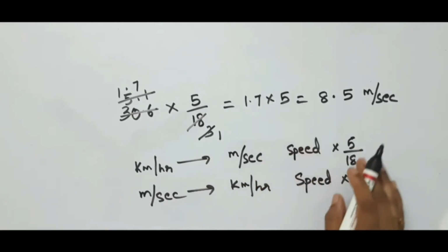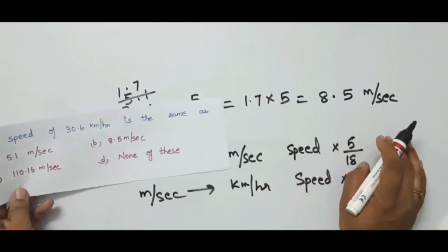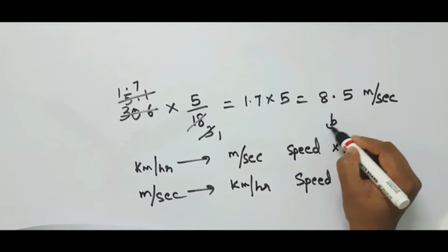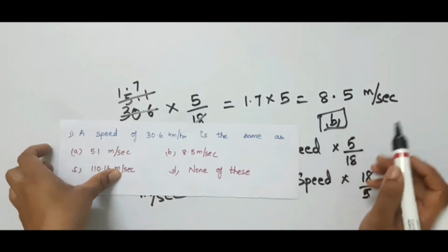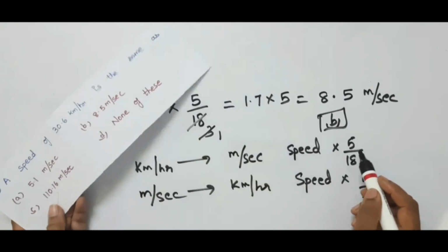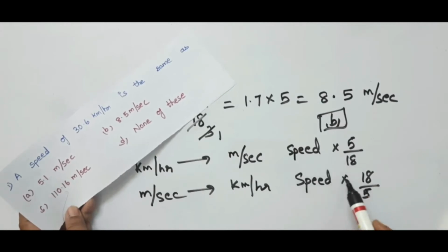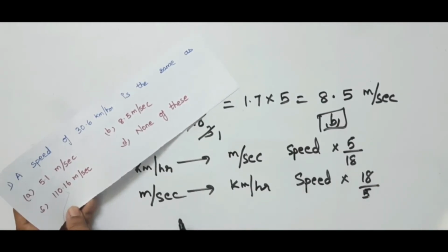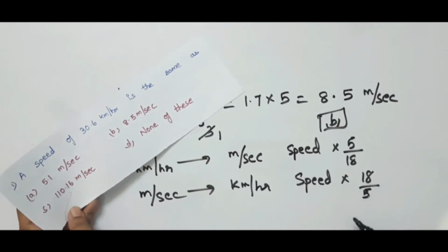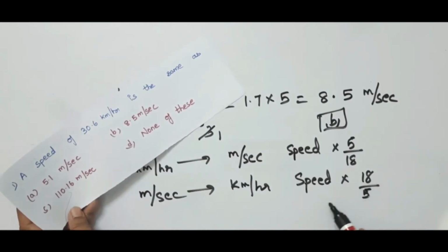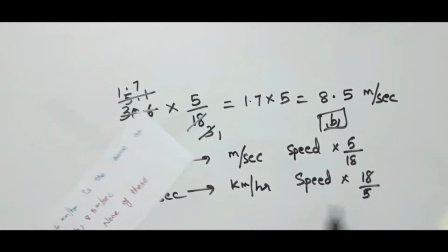For this problem, we got 8.5 meter per second. Let us go to the options and check where it is. Option B is the right answer. Okay, this is the direct step. Simply multiply with 5 by 18 when you want to change the speed to meter per second. When you want to change meter per second to kilometer per hour, simply multiply with 18 by 5 in reverse. Given speed in meter per second into 18 by 5, you will get speed in kilometer per hour.